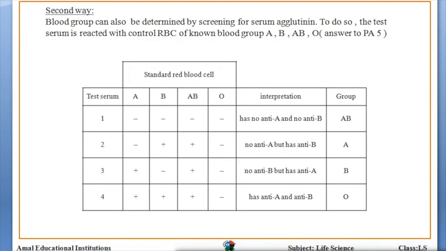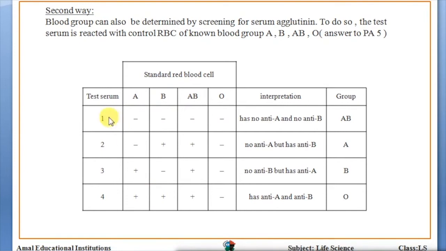In the first way that we had previously talked about, we were trying to identify the antigen in order for us to know the blood group. Here we are going to look for the antibody to know the blood group. We're going to take the serum of the individual, and it is going to be mixed with red blood cells that are standard, that is, that are known. The red blood cells with antigen A, red blood cells with antigen B, red blood cells that have both antigens, and red blood cells that have no antigen.